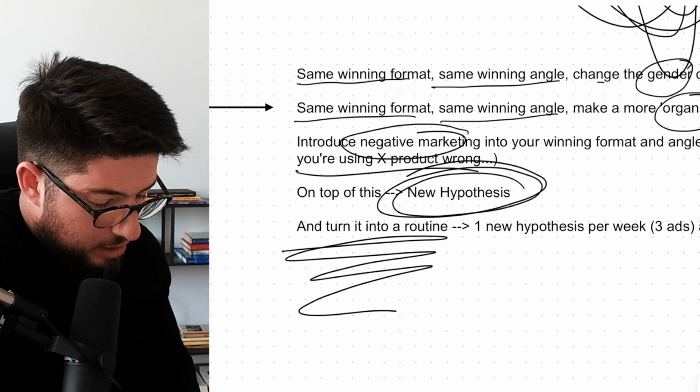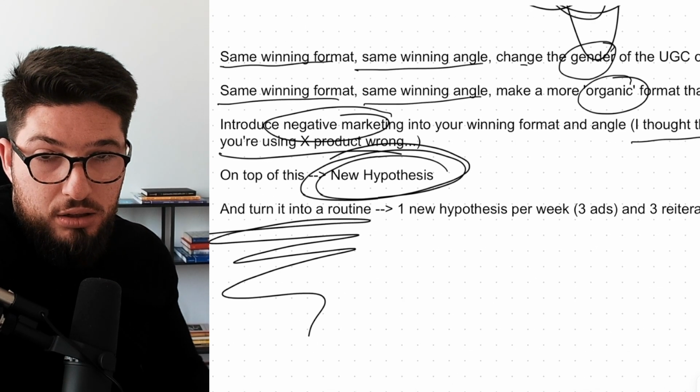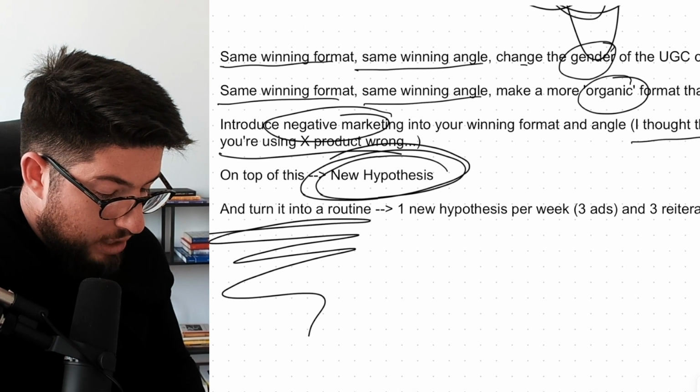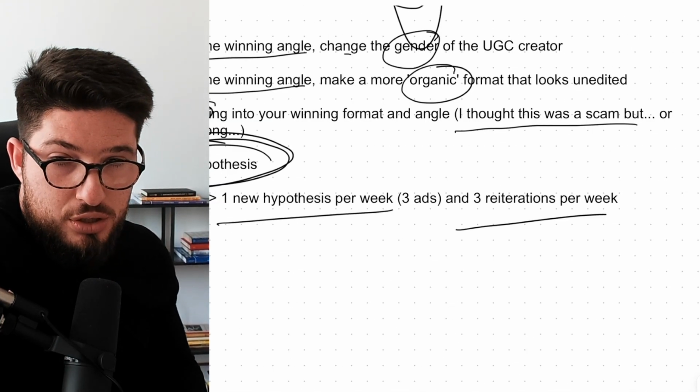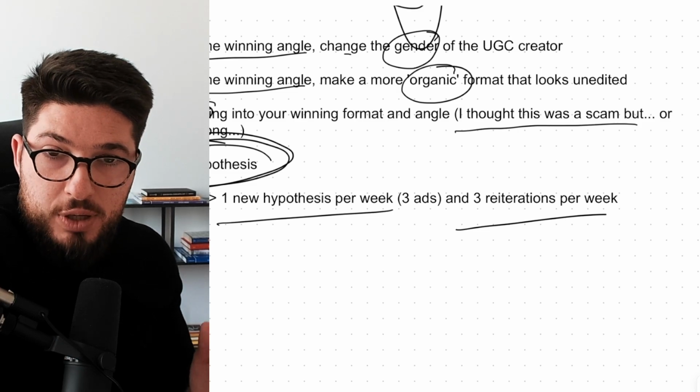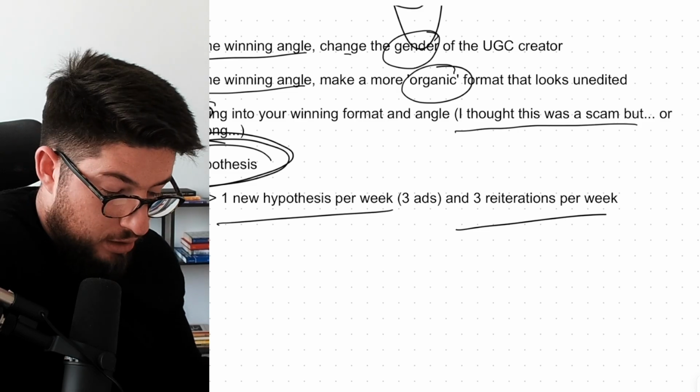And the most important thing for the video, turn it into a routine on the Google Calendar. You want to do one new hypothesis per week, and then you want to do 3 reiterations of winning ads per week, for example, every single week.